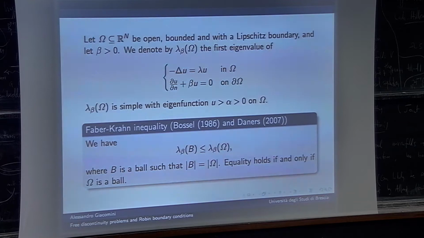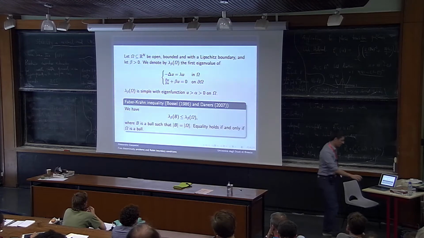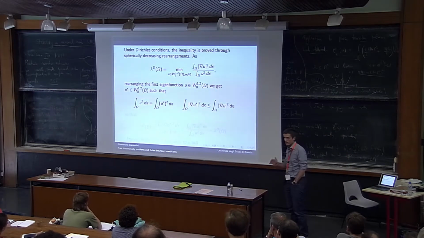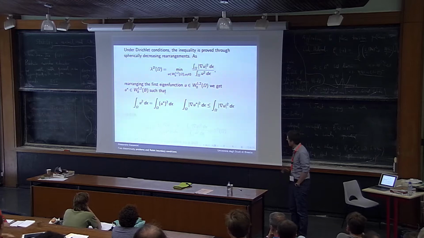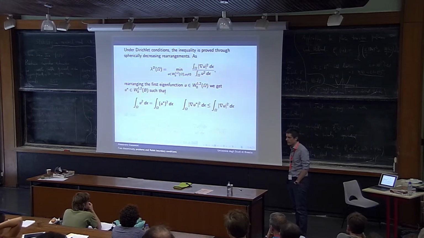In order to underline some differences with respect to the Dirichlet case and also to prepare the way for the free discontinuity approach, let me spend briefly a couple of words about the proof in the Dirichlet case. The proof in the Dirichlet case is not variational. It's a direct comparison between the domain and the ball with the same volume, and the standard proof is by rearrangement, symmetric decreasing rearrangement.